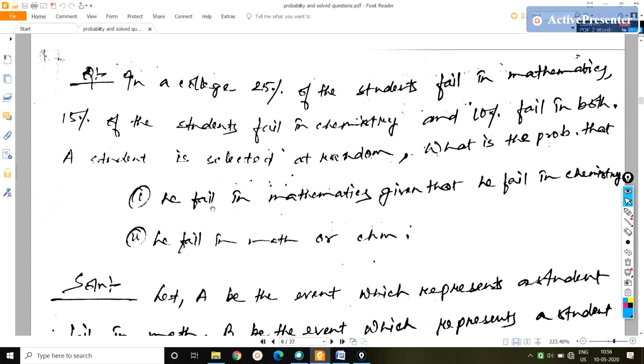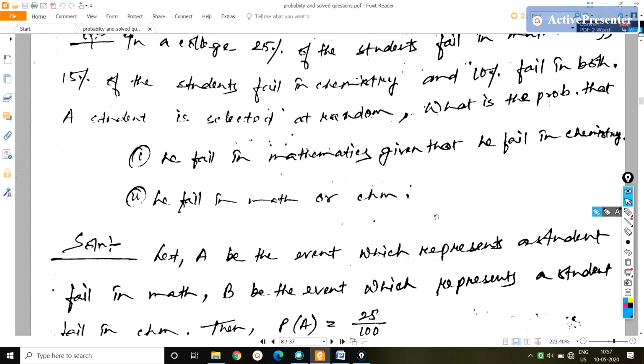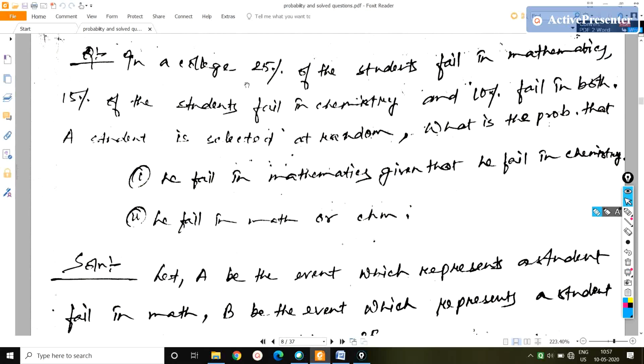As you see, the two problems are not the same. One tells that he fails in mathematics, with a condition given that he fails in chemistry. The other says he fails in math or chemistry. There is an or statement here. So for the solution, we will first have to write the respective probabilities.